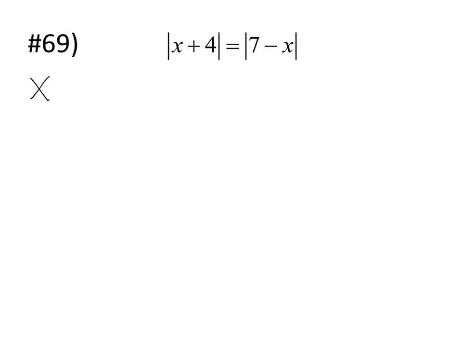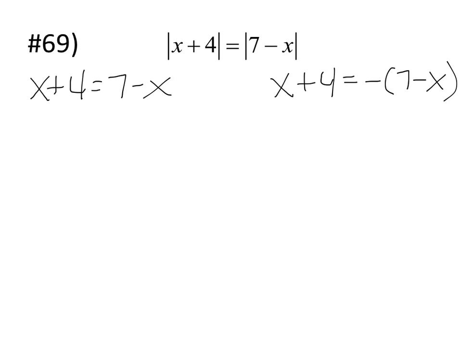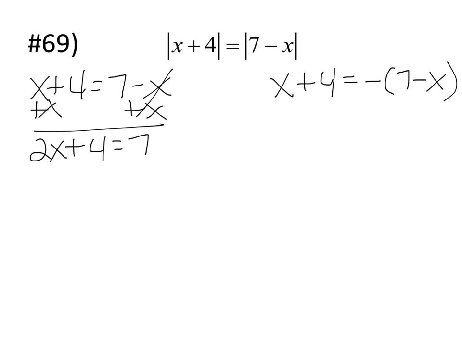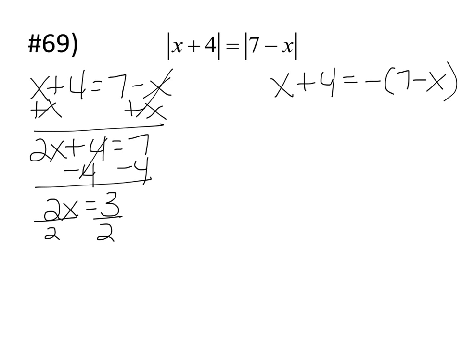Alright, we have x plus 4 is equal to 7 minus x, and x plus 4 is equal to negative 7 minus x. I'm going to add x to both sides on this left side, giving me 2x plus 4 is equal to 7. Subtract 4 from both sides, you get 2x is equal to 3. Divide both sides by 2, you get x is equal to 3 halves.